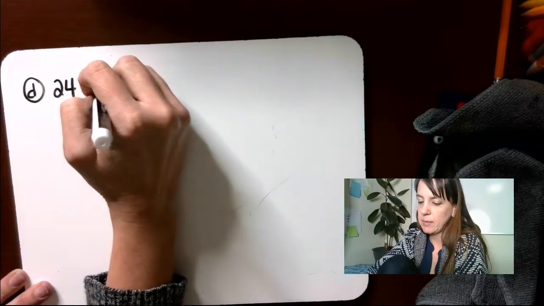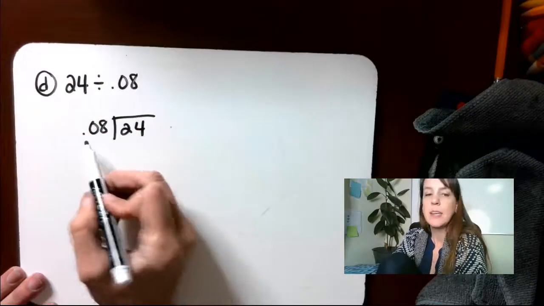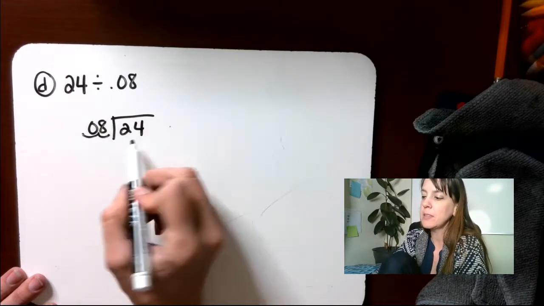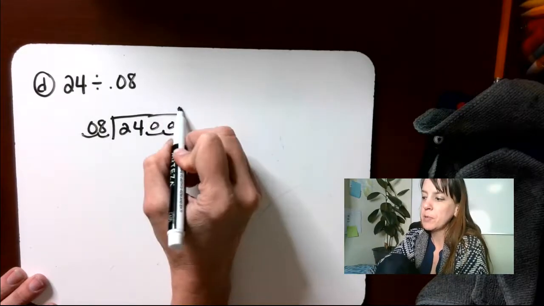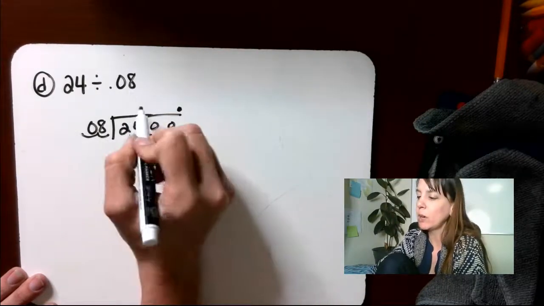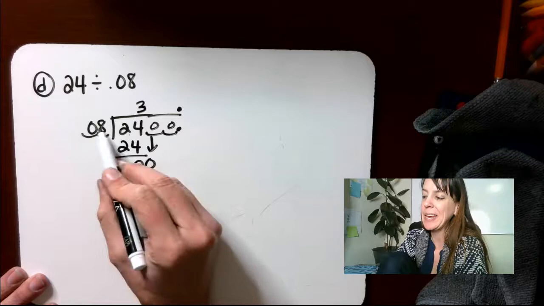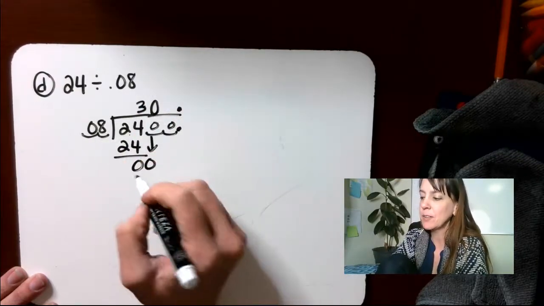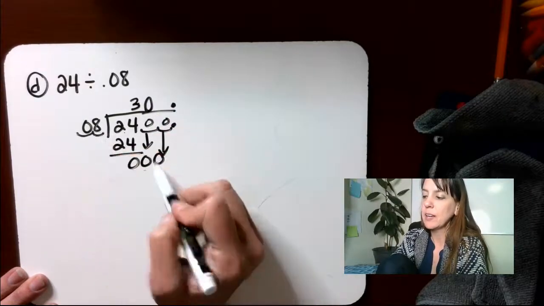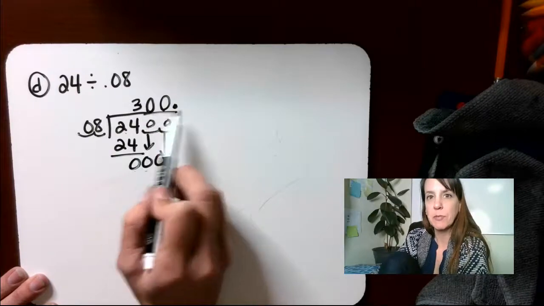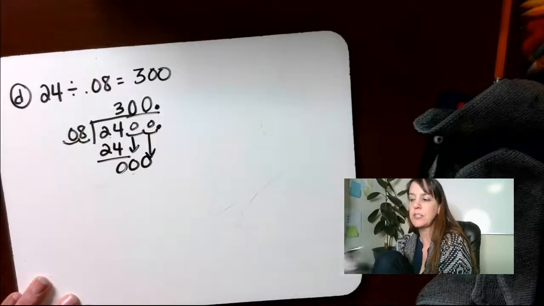All right, so for D, 24 divided by 0.08. 0.08 divided by 24. Now, we cannot have a decimal out here, so we have to go 1, 2 spots. And the decimal is always already right here. So I'm going to boost my decimal up to here. 8 goes into 24 3 times. 3 times 8 is 24. Minus that, we get 0. Bring down, we get 0. 8 goes into 0 0 times. So you don't even have to do that part. You just keep bringing down zeros. But I have to have enough for my placeholder and with my decimal. So all this equals 300.